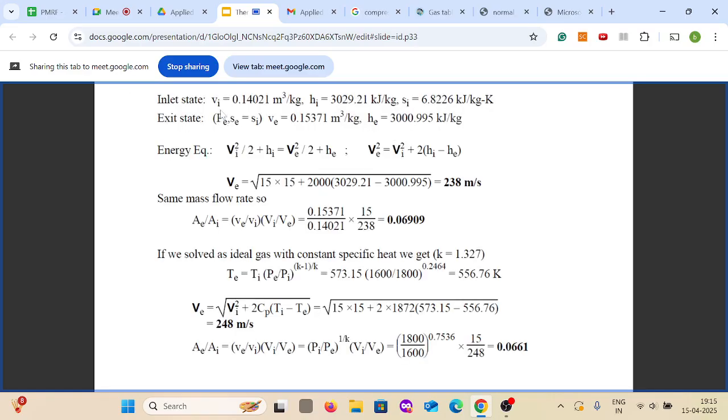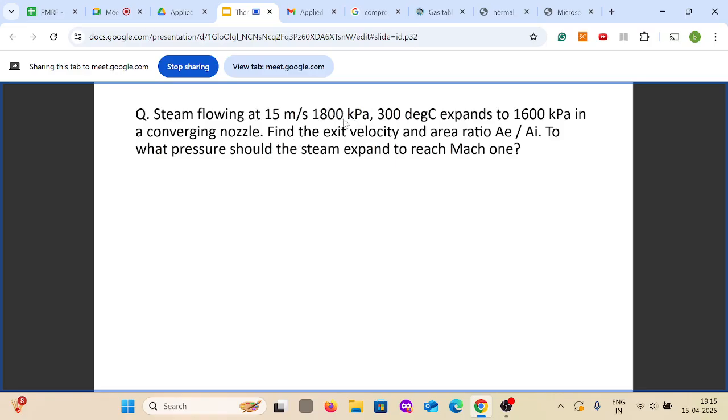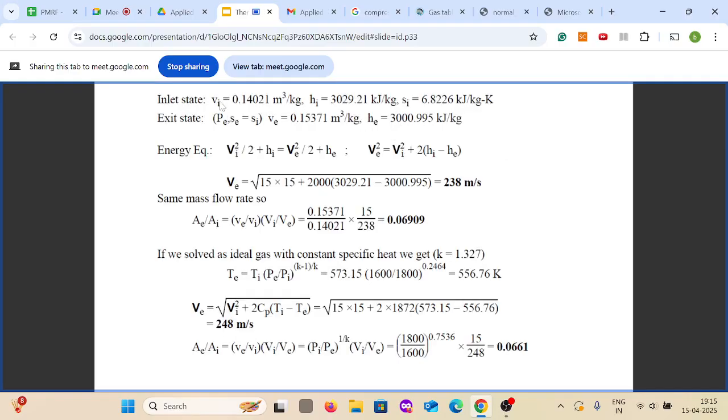So inlet state is for pressure of 1800 and 300 degrees Celsius. So inlet specific volume is 0.14021 meter cube per kg, and enthalpy is 3029.21 kilojoule per kg. Entropy 6.8226 kilojoule per kg Kelvin. So now exit pressure for the same entropy and the exit pressure of 1600 kilopascal. The specific volume is 0.15371 meter cube per kg, and the exit enthalpy is 3000.995 kilojoule per kg.